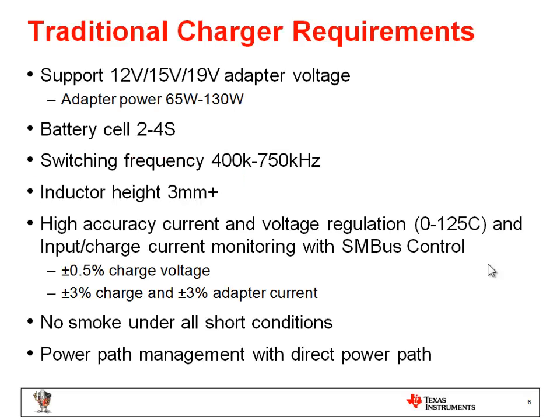For the traditional charger, the input power is typically 65 watts to 130 watts, and the adapter voltage will be from 12 volts to 19 volts. Typically, the battery cell count is 2 to 4 cells. The inductor could be not so low profile, 3 millimeters might be okay. And all the TI solutions on the charger side have a requirement to give no smoke under all short conditions. And we do test all our devices to meet those requirements.